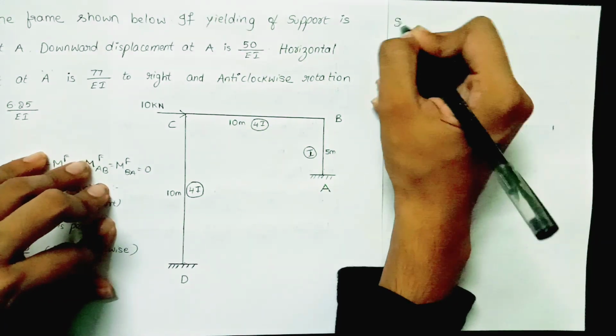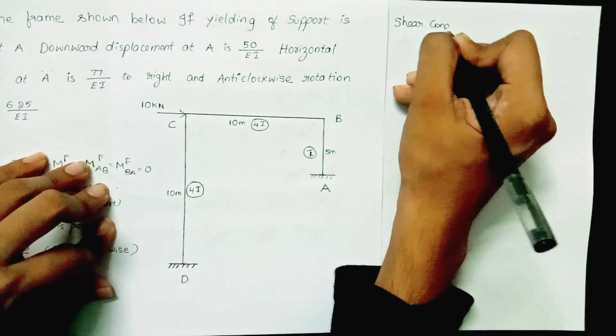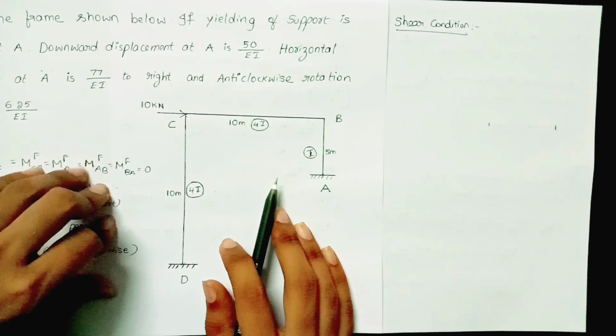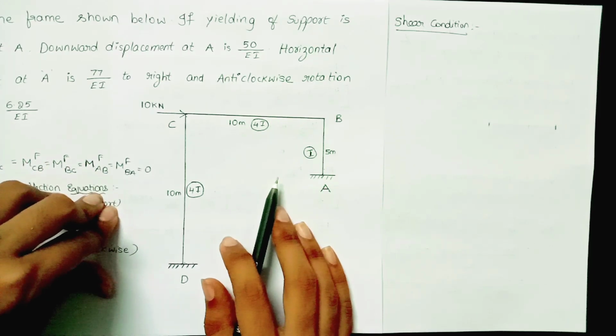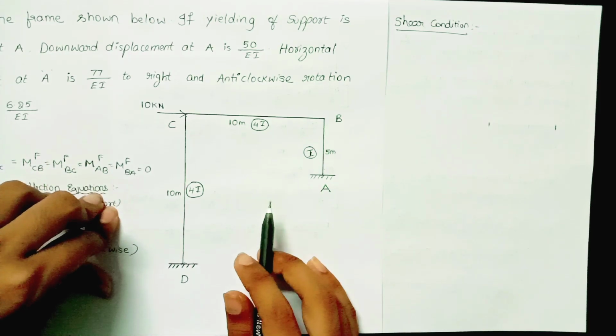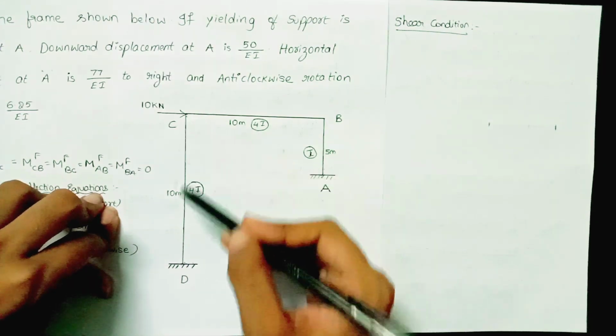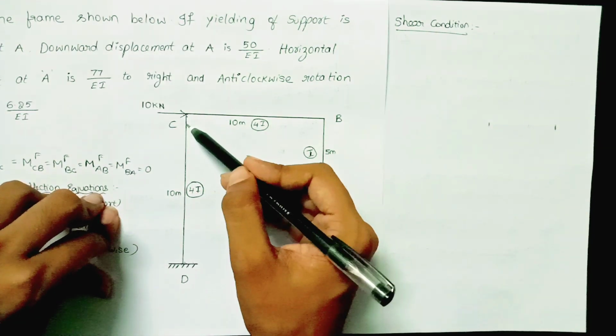Now I am applying the shear condition in order to get the shear equation. First of all consider the moments in the columns and horizontal loads. Now I am considering the columns. CD is the column. I will say that MCD plus MDC divided by total length.